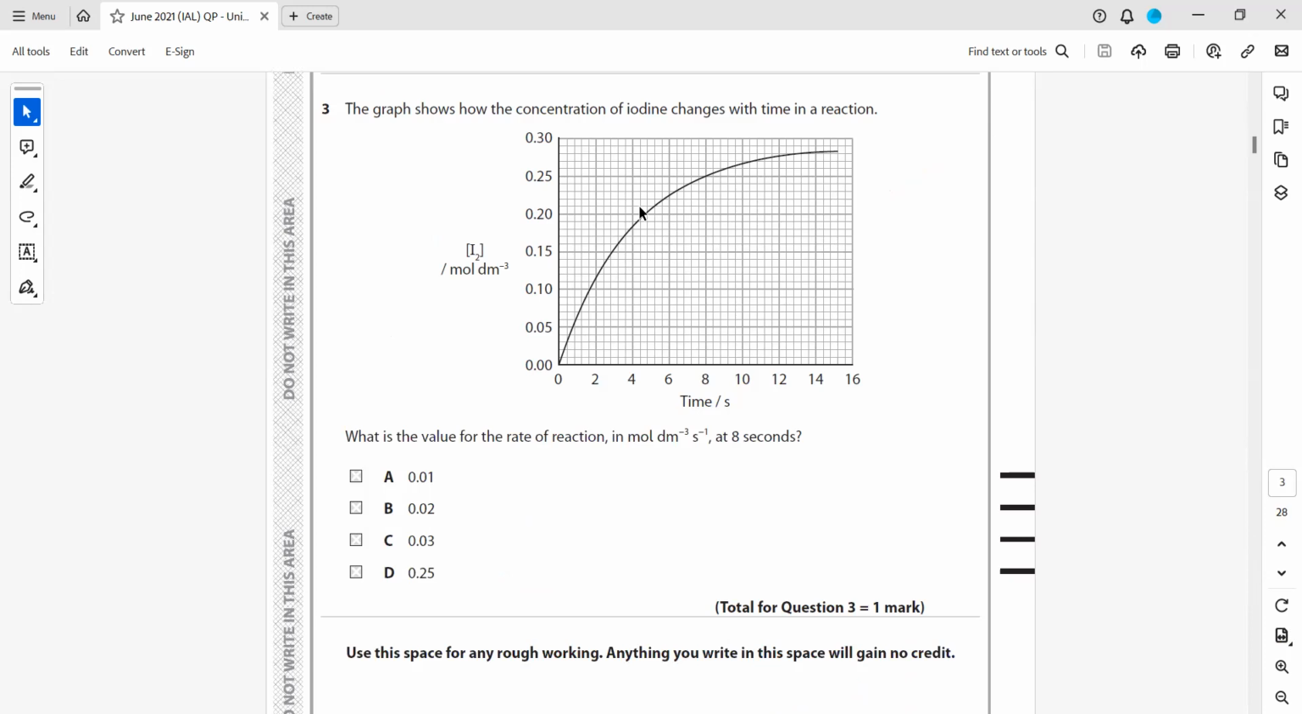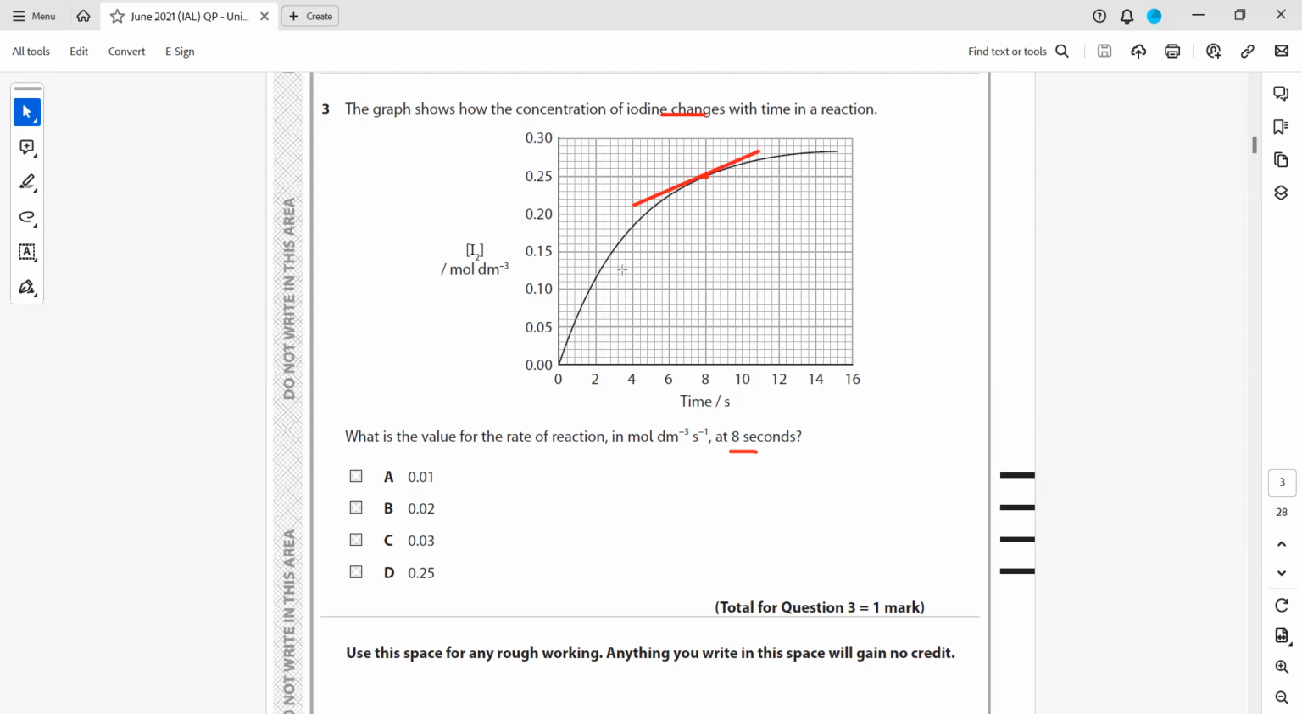In question 3, the graph shows how the concentration of iodine changes over time. What is the value of the rate at 8 seconds? To work out the rate of a reaction at 8 seconds, you have to draw a tangent here. The gradient of a tangent gives us the rate. The length of the tangent is up to you. You can draw it longer or shorter.